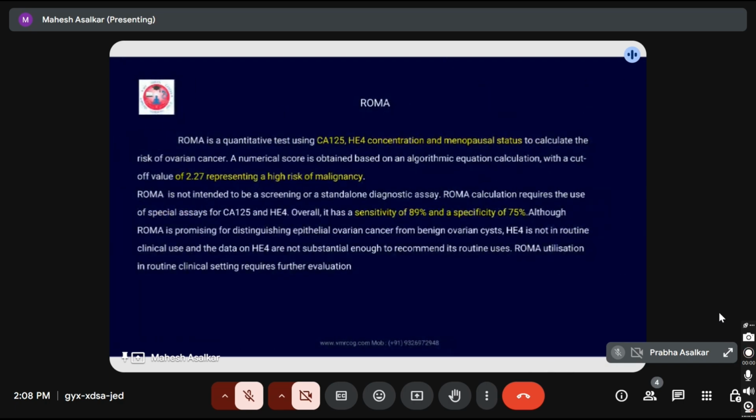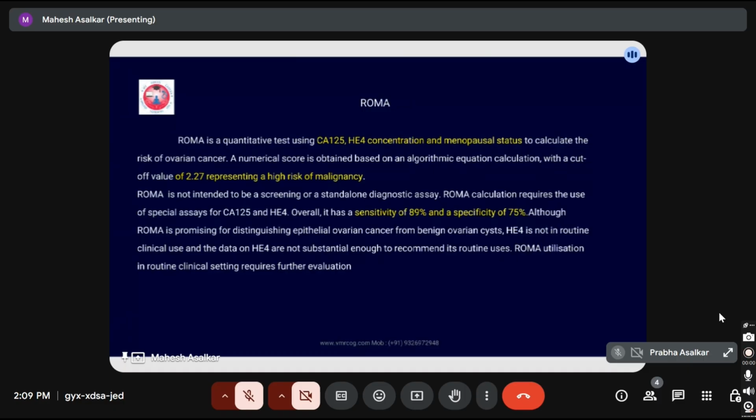Then next is ROMA, that is risk of malignancy algorithm. Here, CA125 is used. Then another tumor marker, that is HE4, and the menopausal status. So these three things are taken into account. Okay, so CA125 level, HE4 level, and the menopausal status. Okay, and there is some algorithm, numerical score is calculated, and if there is a cutoff value of 2.27, that will indicate the high risk of malignancy.